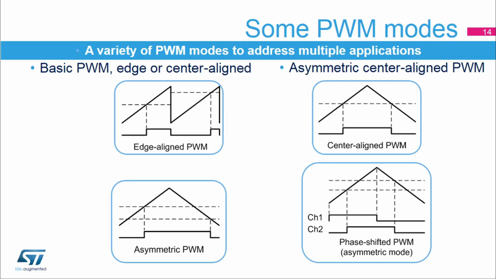A variant of the center-aligned mode is the asymmetric PWM mode, where two compare registers define the turning on and off of the PWM signal. This provides higher resolution for pulse width setting, since turn-on and turn-off times are individually defined. It also allows the generation of phase-shifted PWM signals, necessary to drive DC to DC converters based on the full-bridge phase-shifted topology. In this case, the timer provides two PWM signals with identical frequency, 50% duty cycle, and a phase shift varying from 0 to 180 degrees.